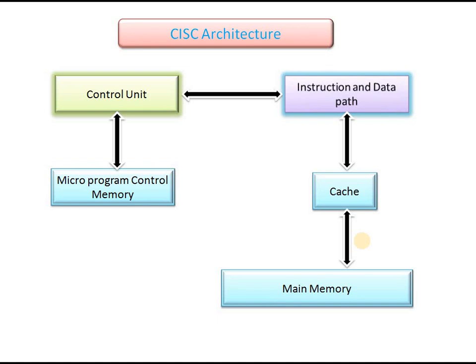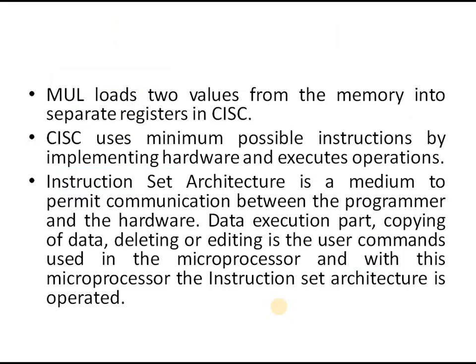Here we can see the CISC architecture. We can see the micro program control memory and control unit, instructions and data path, cache, and this is main memory. And we will load two values from the memory into separate registers in CISC. CISC uses minimum possible instructions by implementing hardware and executing operations.